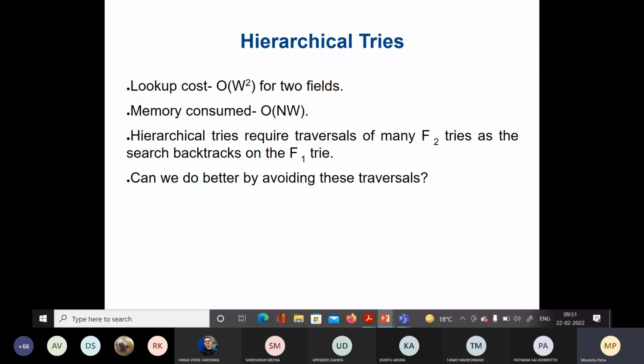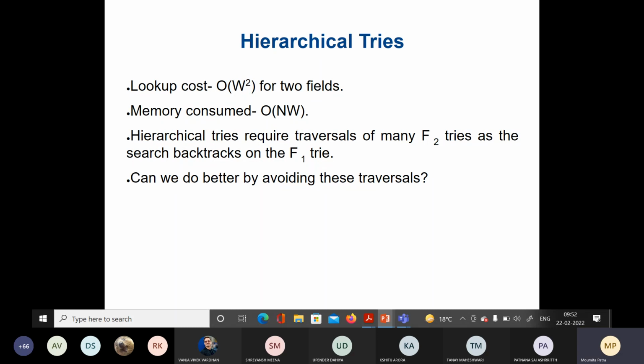So let us see some of the features related to this hierarchical trie. First is the lookup cost. Lookup cost is about O of W square, for the two different fields that we are talking about, and the amount of memory consumed is O of NW.